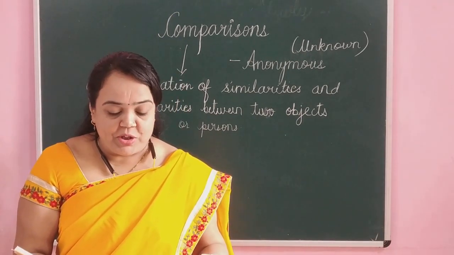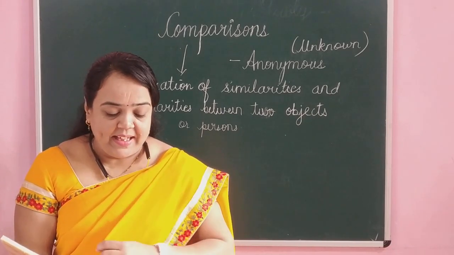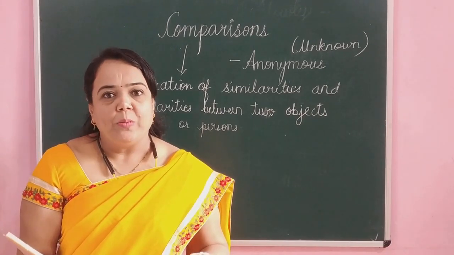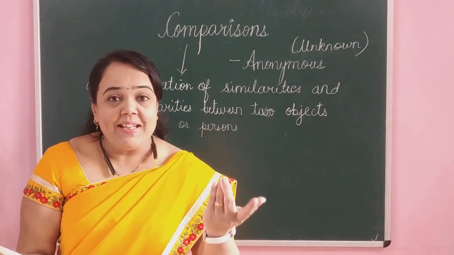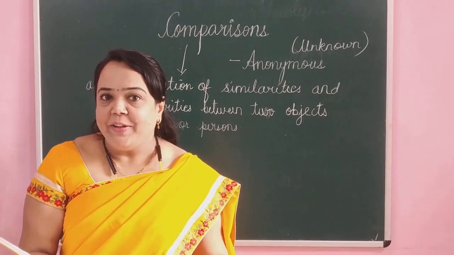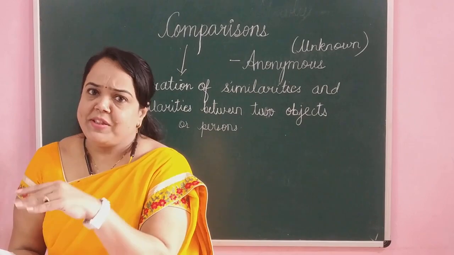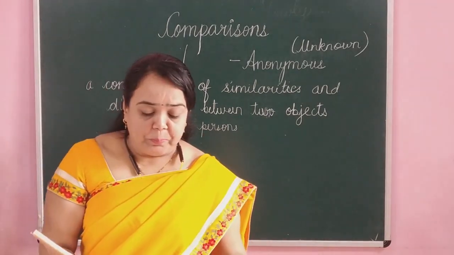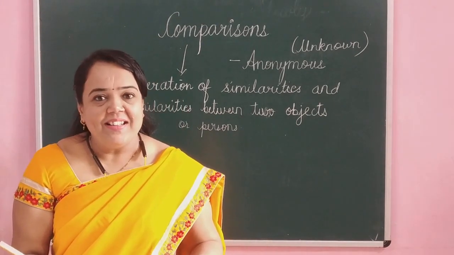Fast as a spaceship, slow as a snail. Now, snail is very slow. So, the poet is comparing. What is he comparing? He is comparing the speed of spaceship, which is very fast, and snail, which is very, very slow.